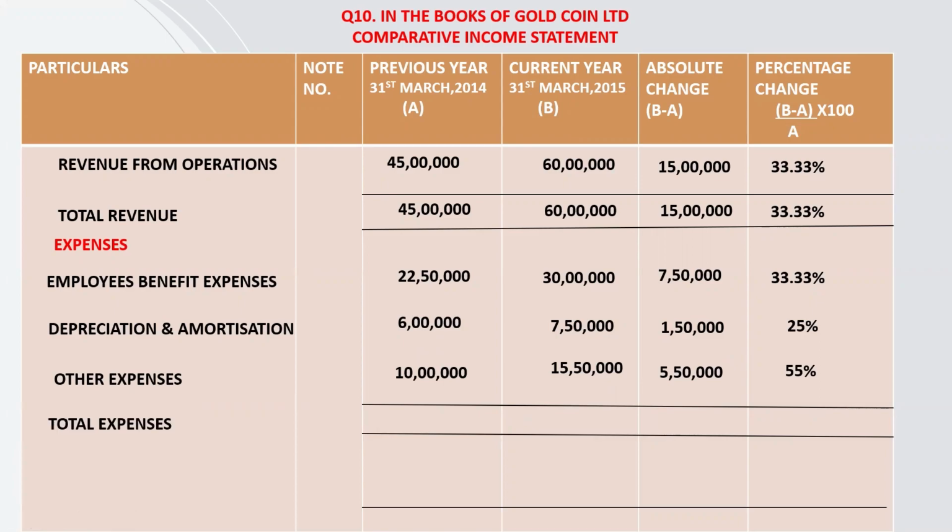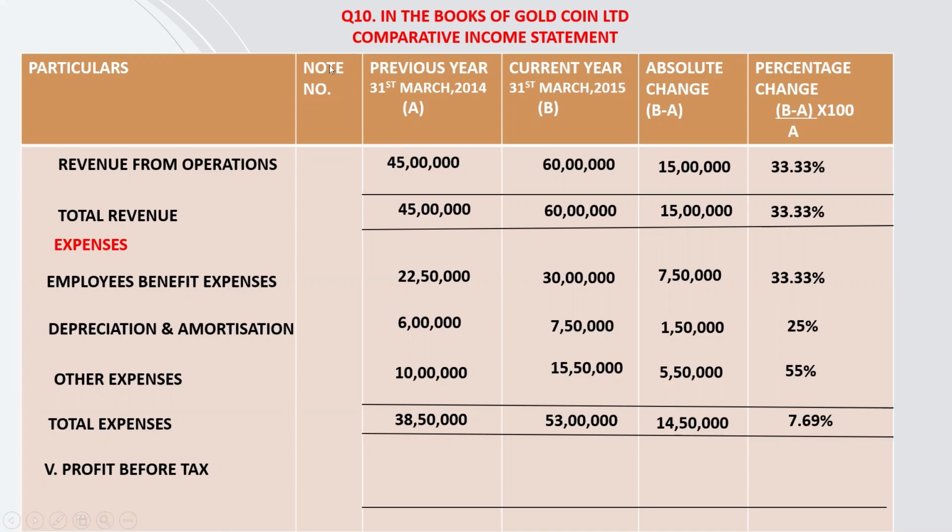Total expenses, we will do total of employees benefit expense, depreciation, and other expenses. So the total of all these three expenses is 38,50,000. Here it is 30 lakh plus 7,50,000 plus 15,50,000 equal to 53 lakh. Difference of this 53 lakh and 38,50,000 is 14,50,000, and the percentage change is 7.69. We divided this 14,50,000 with this 38,50,000 as previous year balance, and we got this percentage.